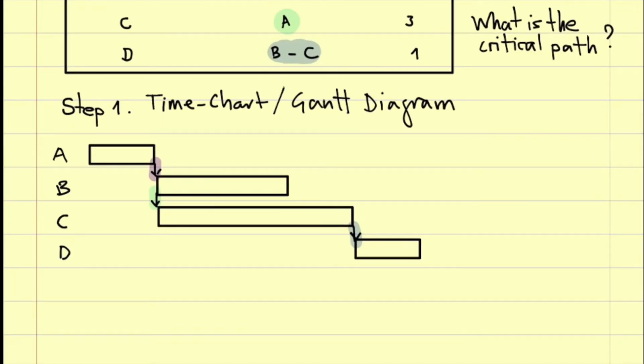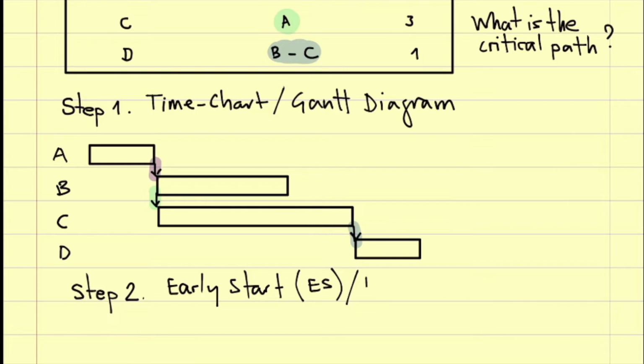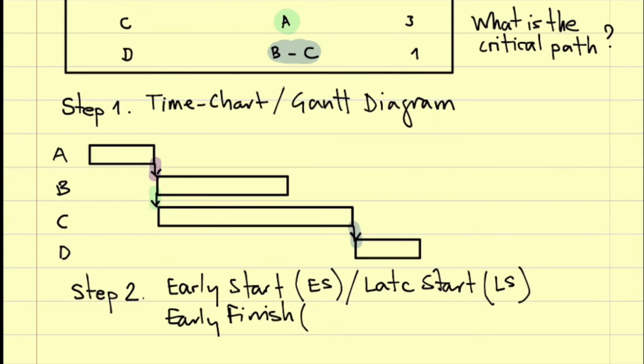Step 2. Is to create an early start, ES, late start, LS, early finish, EF, late finish, LF chart.